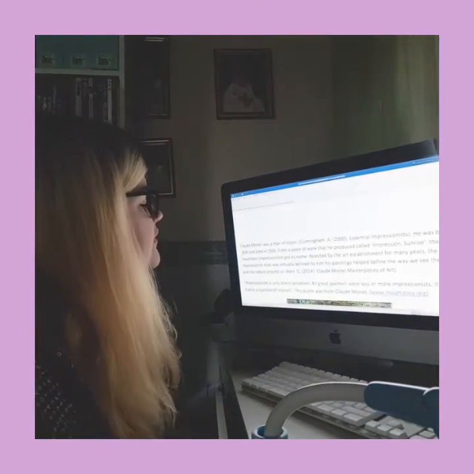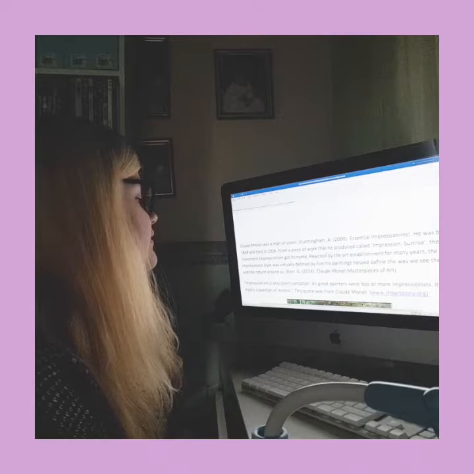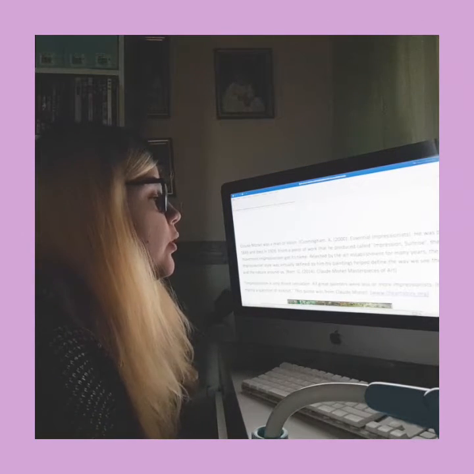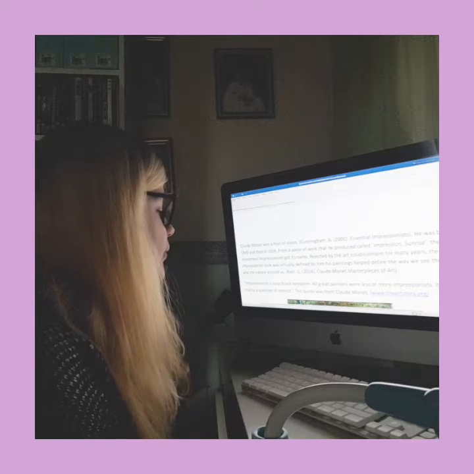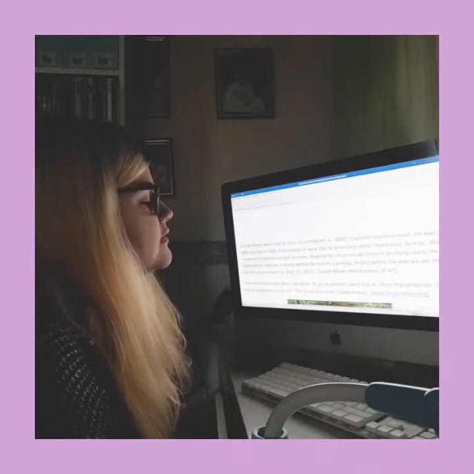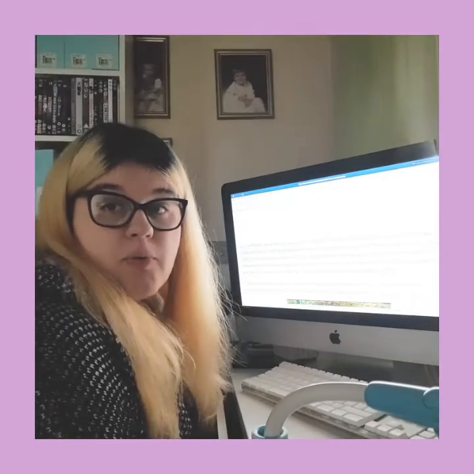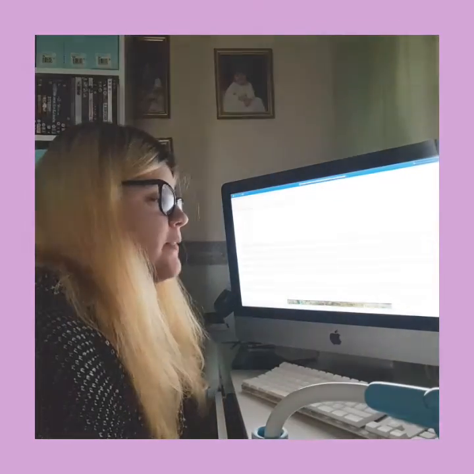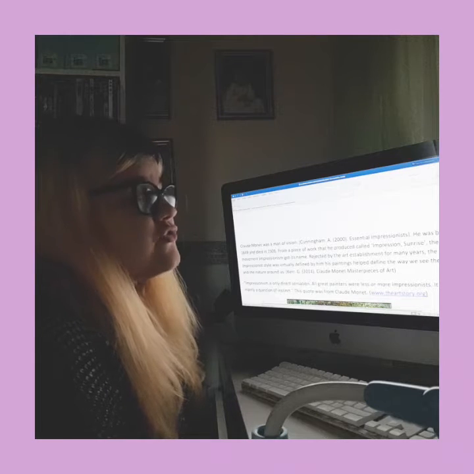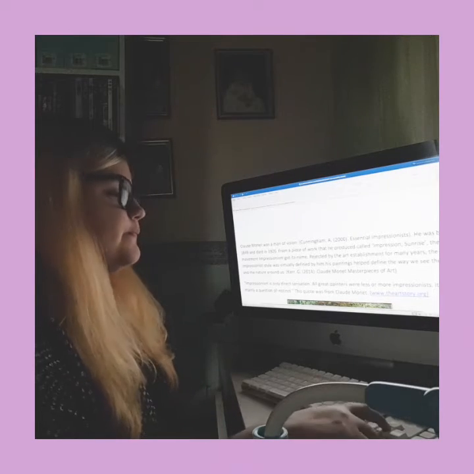Impressionism is only direct sensation. All great painters were more or less impressionist. It is mainly quite a question of instinct. So this is a quote from Claude Monet, and it's from the Art Story website, www.theartstory.org.